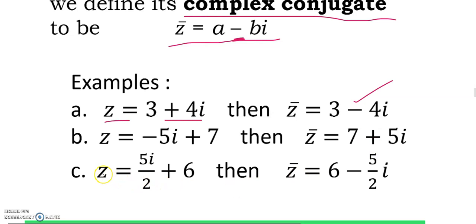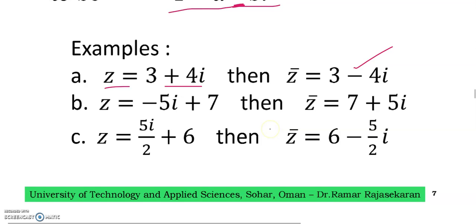Similarly, you can write here z is this, z bar is nothing but 6. Here 5 by 2 is the imaginary part, so I can write minus 5 by 2 as the imaginary part. So this is the way how to find the complex conjugate.